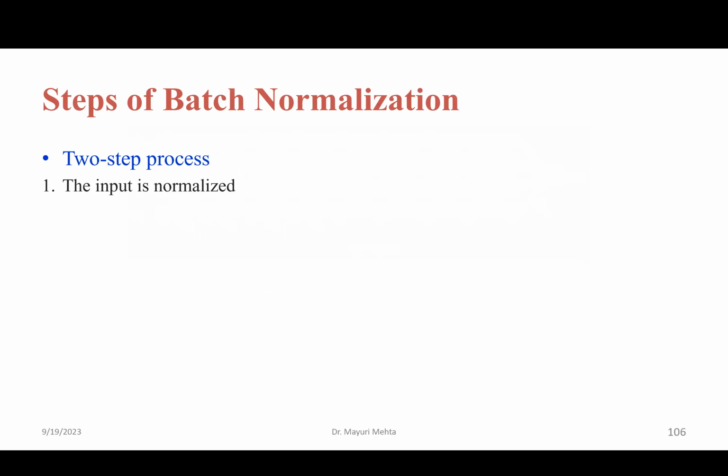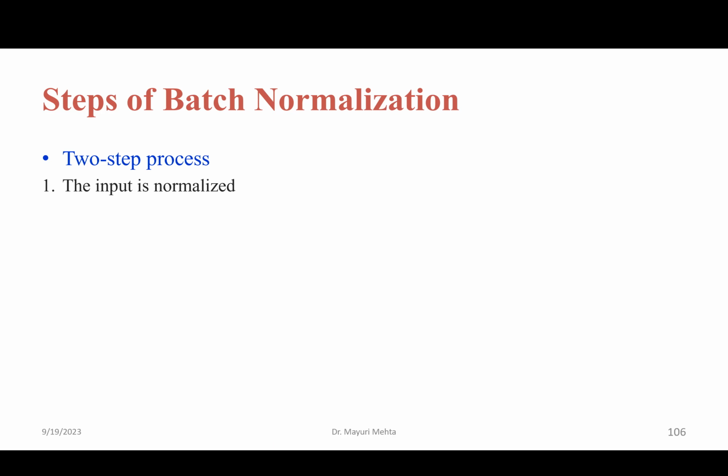The first step, as you can see, is that the input is normalized, and in the second step, rescaling and offsetting is performed. So our first step is input normalization. What is normalization? It is the process of transforming the data to have a mean value of 0 and a standard deviation of 1. So normalization of data means making the mean 0 and the standard deviation 1. I'll show you how we can achieve that.